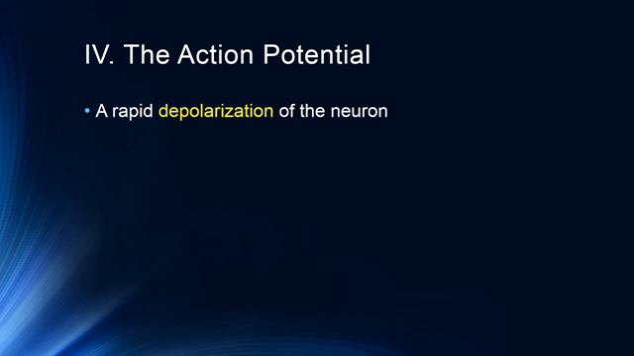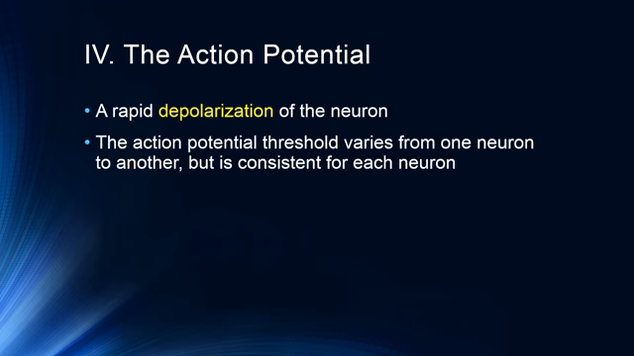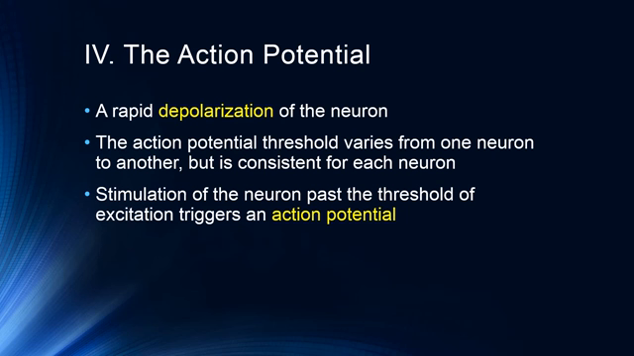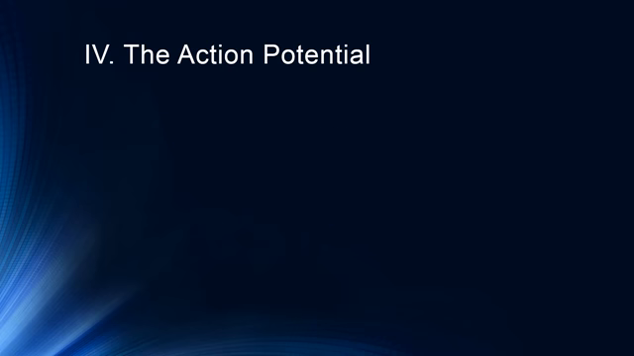So the action potential is a rapid depolarization of the neuron. The action potential threshold will vary from one neuron to the other, but is consistent for each neuron. Stimulation of the neuron past the threshold of excitation will trigger an action potential, and that is the generation of this electrical signal, this massive depolarization, which is how our nervous system functions.